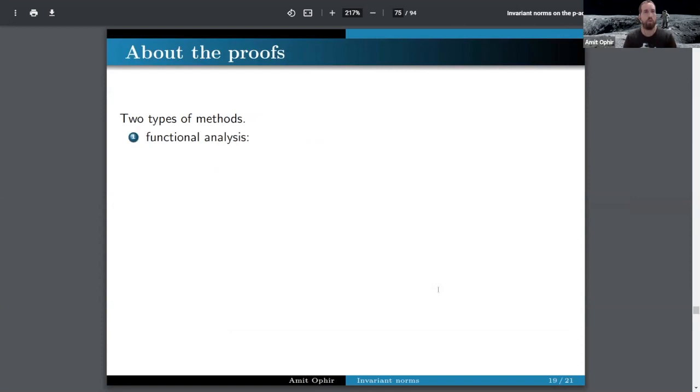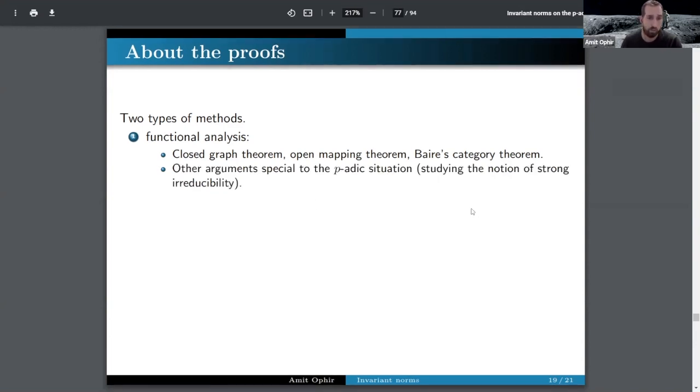Okay, let me say a few words about the proofs. We use two types of methods. The first one is what I called general principles or functional analysis, some of which are well known from classical functional analysis, such as the closed graph theorem and Baire category theorem, some of which are more specialized to the p-adic situation, which especially are used to study this notion of strong irreducibility and related notions.